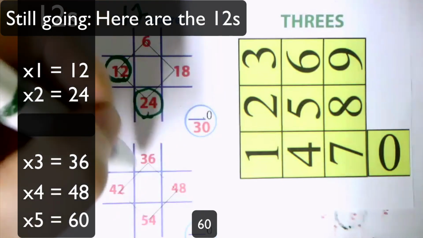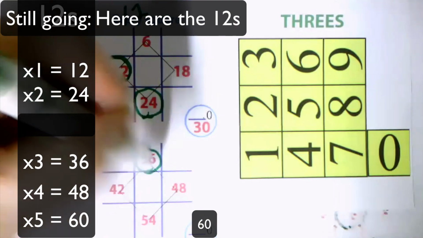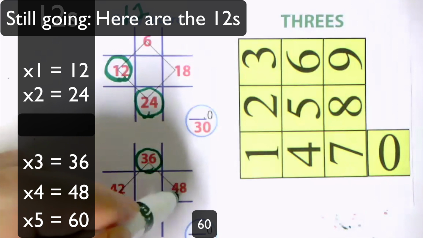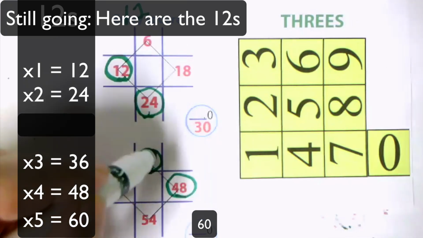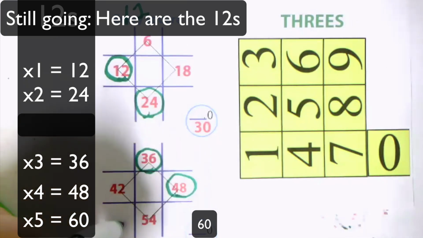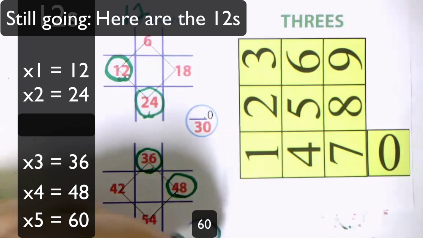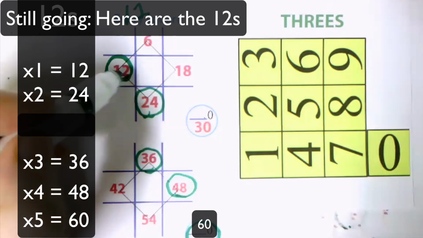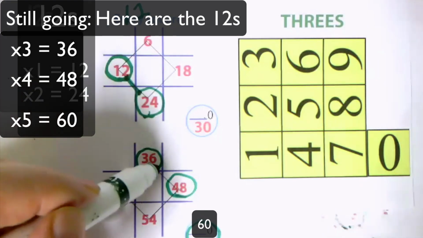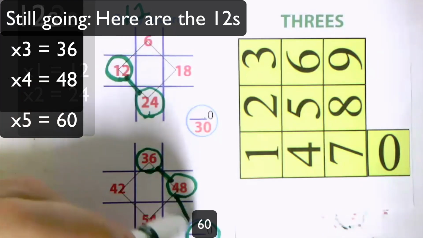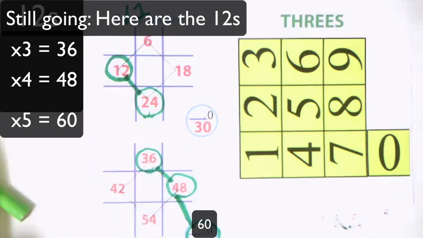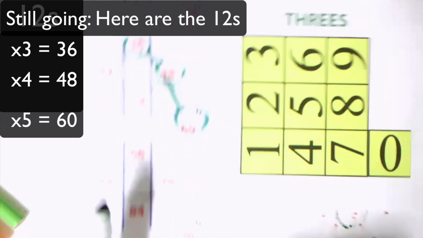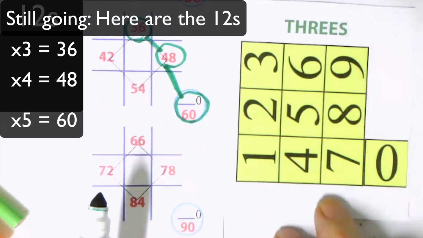1, 2, 3, 4. So we have 12, 24, 36. 1, 2, 3, 4, or every other 6, and then 1, 2, 3, 4. There we have, at an angle, 12, 24, 36, 48, and 60. All at angles like that. Kind of fun to create. And we can continue on with those.